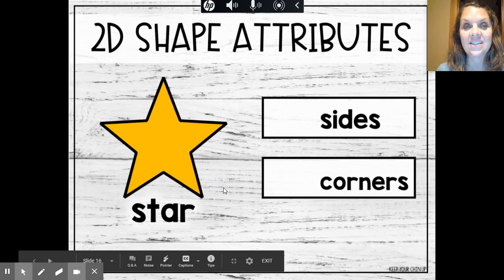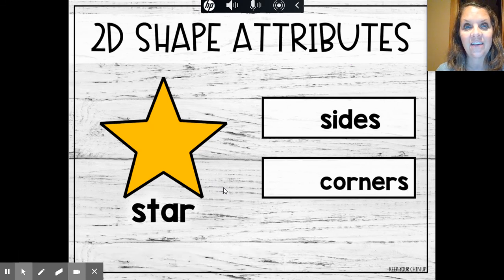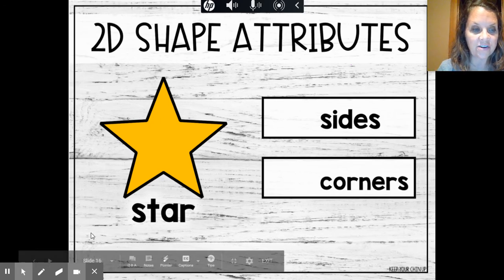And the last one is the star. Show me with your fingers. I want to see who remembers. 10. 10 sides and 10 corners.